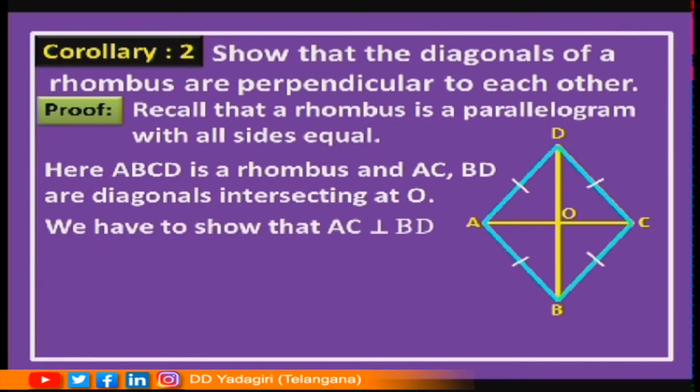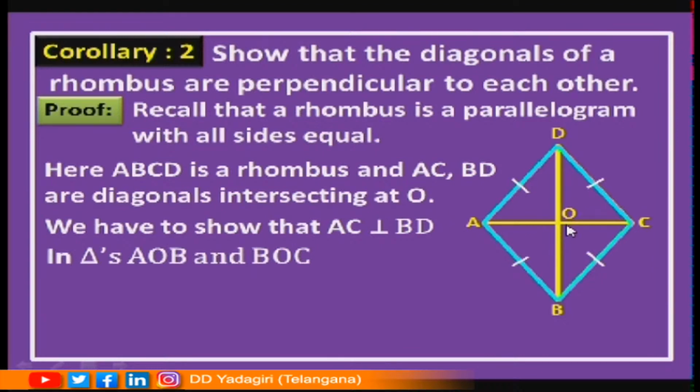Now, children, what do we need to prove here? The diagonals are perpendicular to each other. What are the diagonals here? AC and DB. So, we just need to prove AC is perpendicular to BD. That means the angle between these two diagonals is 90 degrees. That is what we need to show, children. Now, let us see how to prove that.